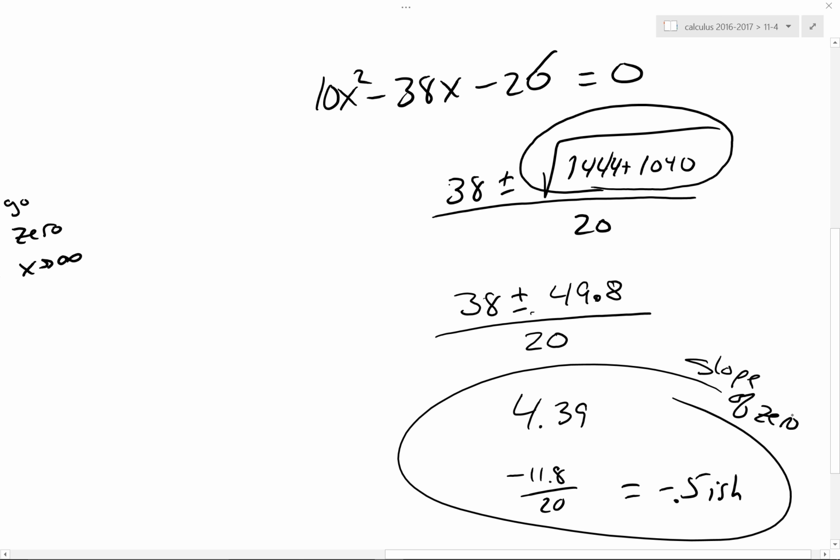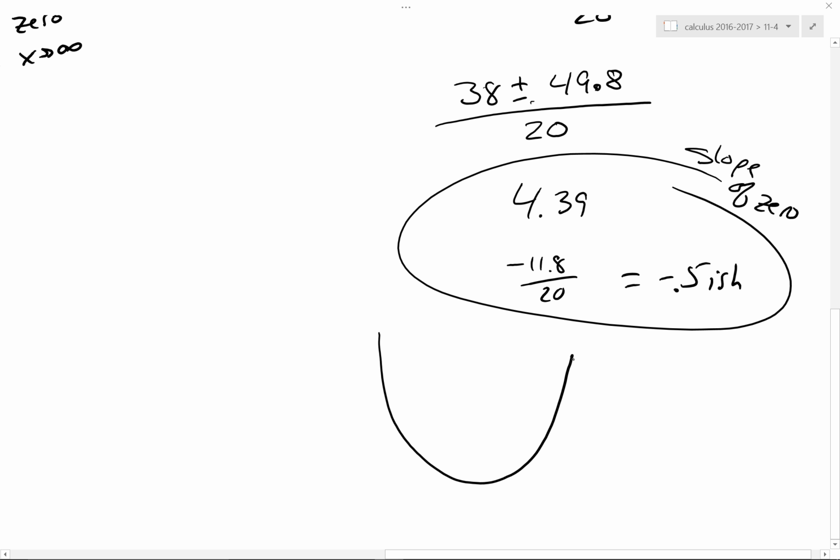Wait a minute. I have a question though. That's creeping me out a little bit. Because if those are where my slopes are 0, I'm going to have negatives and positives on either side of those, yes? But wait a minute. If you saw that and you graphed it, you know it must do this, yes? Because it's positive. Therefore, this is the negative 0.5 one, and then this is the 4.39 one. So between them we have negative slopes, and on the other side we have positive slopes, yes?